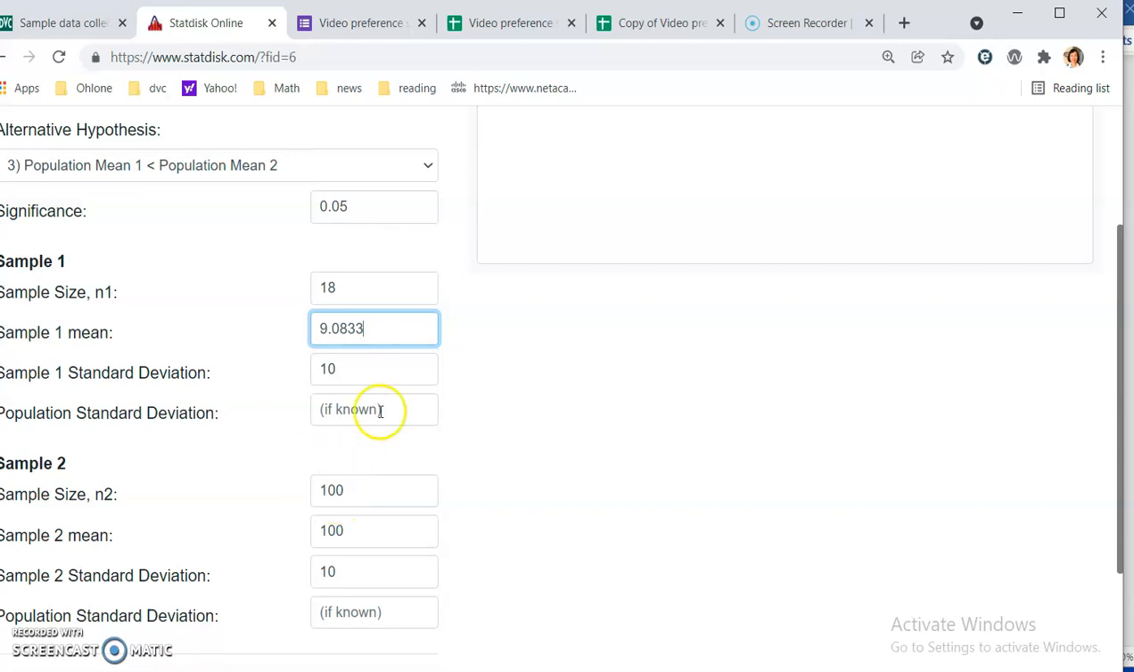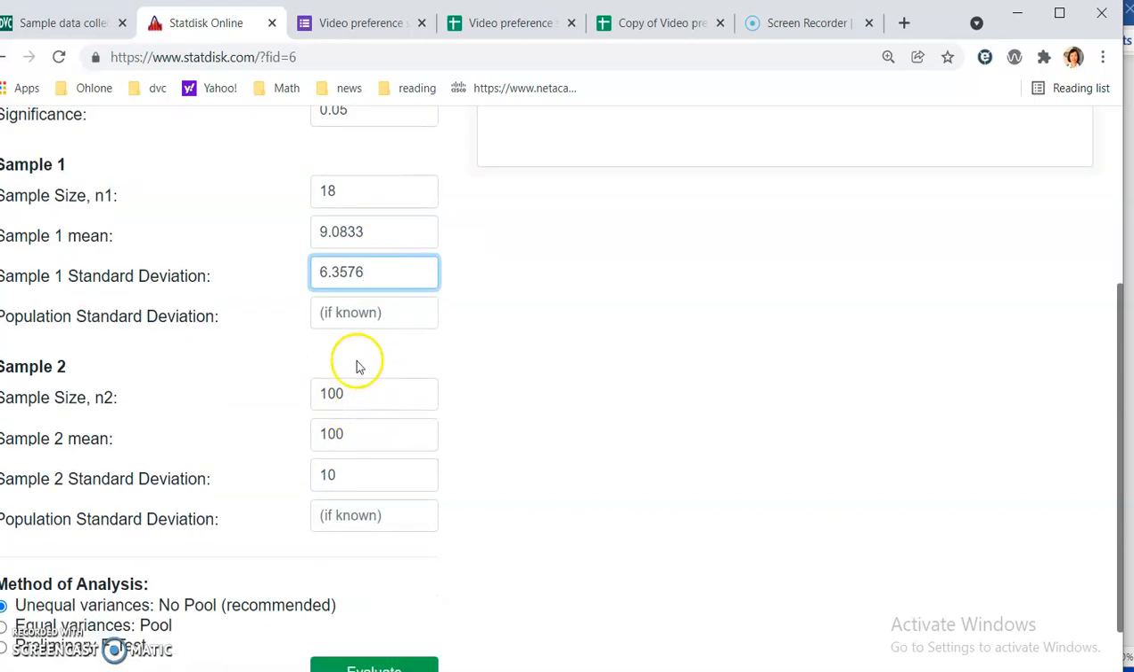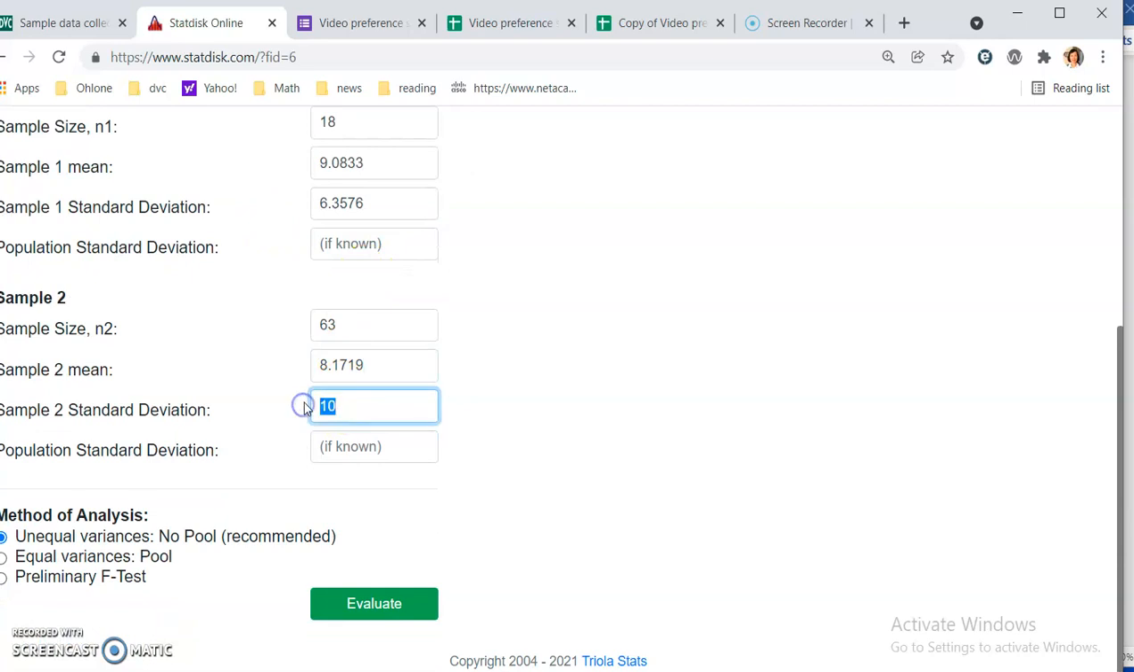9.0833. Standard deviation 6.3576. We don't have population standard deviation, and then this is 8.1719. Well, you can actually see that my sample 1 mean is 9, actually bigger than sample 2, so we probably do not have sufficient evidence to reject the null hypothesis. So this sample probably is not significant.